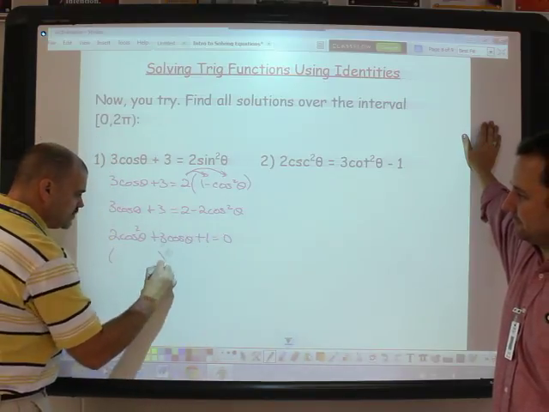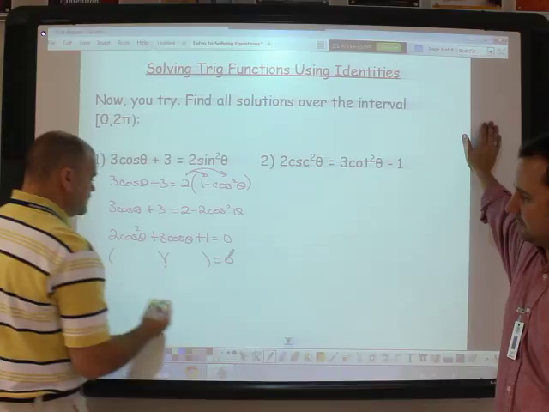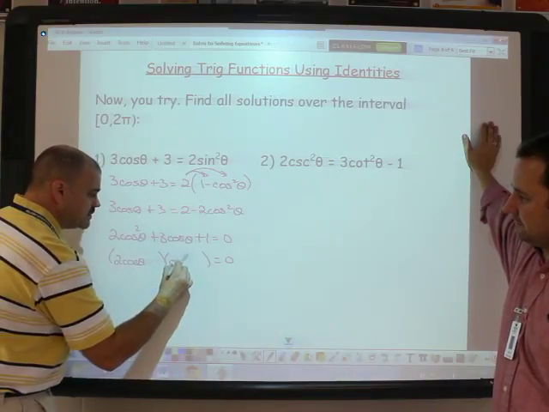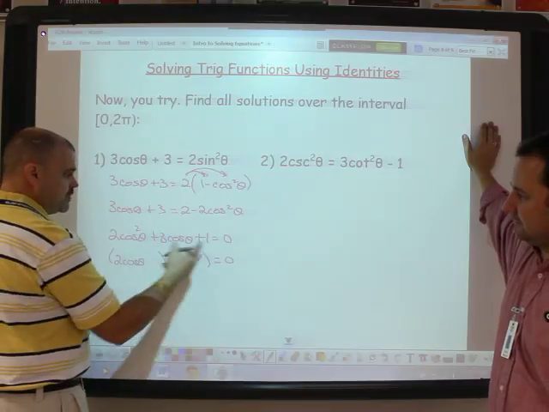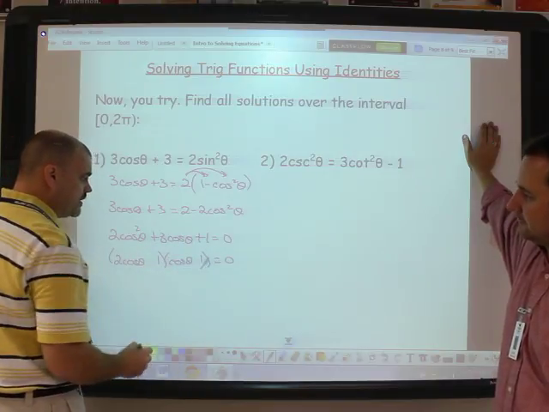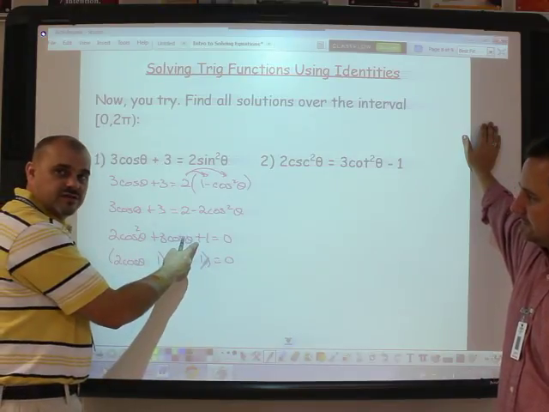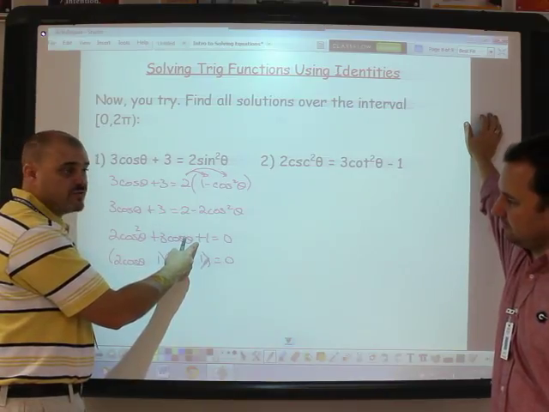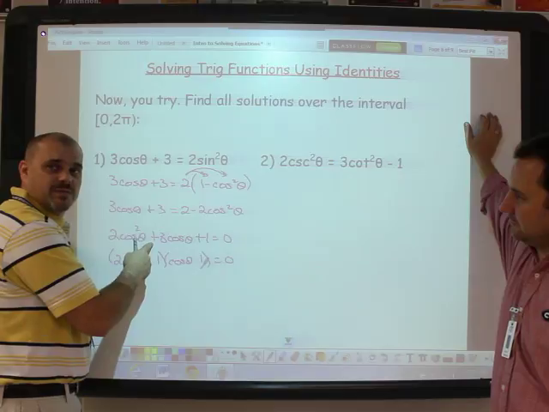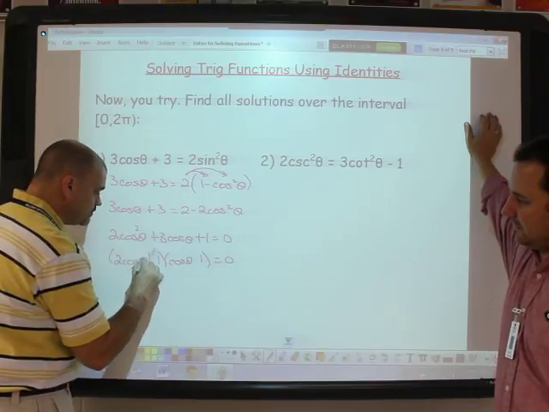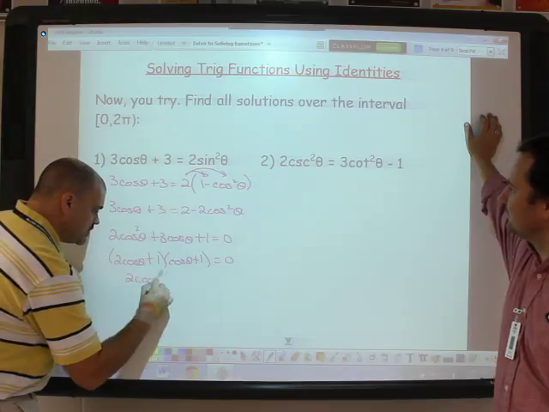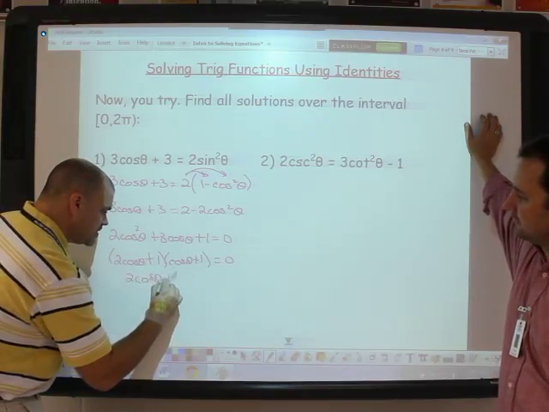Okay. And then when we factor, that'll be 2 cosine squared, so it factors into 2 cosine theta, and 1's only going to factor into 1 and 1. And again, since the middle term is positive, both signs have to be the same, either both positive or both negative. But since I got a positive 3, they're both positive. Then we set our factors equal to 0.